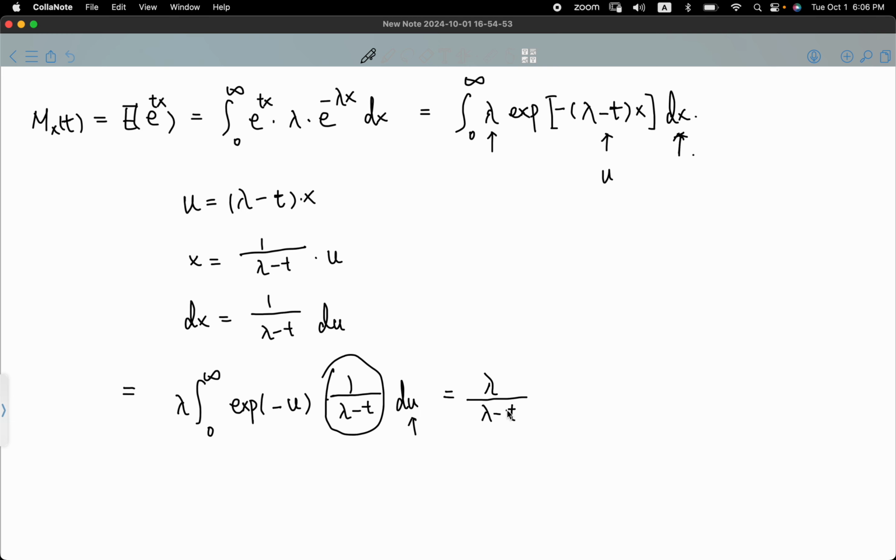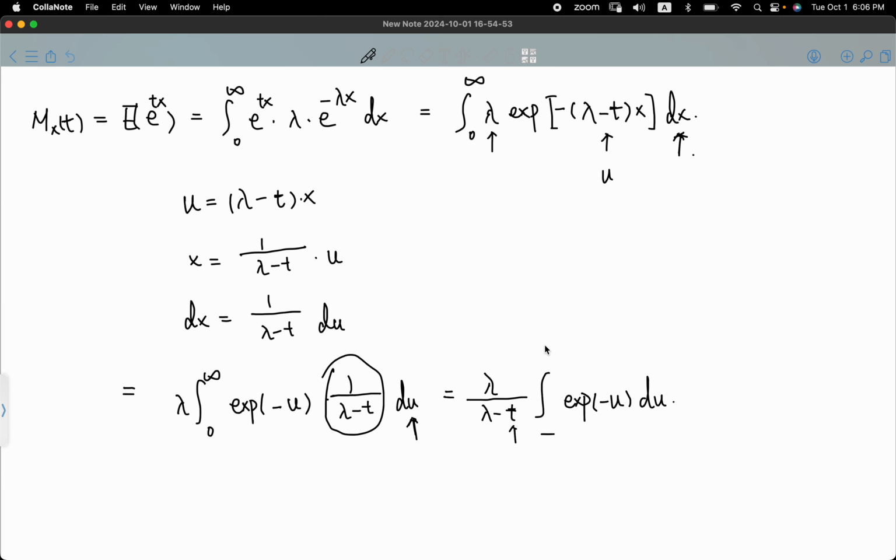So again, always pay attention to what operation you are doing right now, and what is not random or what is constant, so that you can move it outside. In our case, the things involving the t are regarded as a constant, so you can move them outside. So you have the first lambda here divided by lambda minus t, and then the integral from exponential of negative u du.